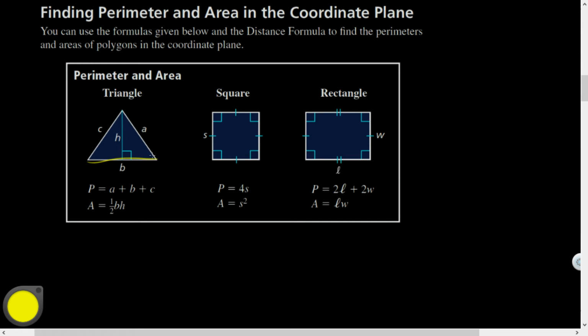So this is half the base times the height would be the area of a triangle. Perimeter, you just add up all those sides. Area of a square, you just take the side length and square it. Area of a rectangle, multiply the length and the width.